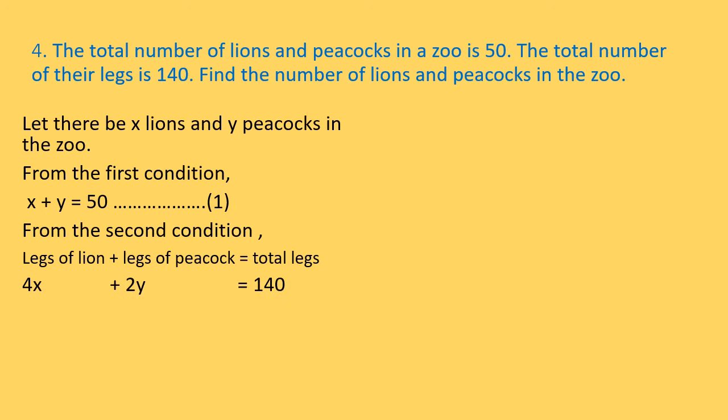But if you see this, 4, 2 and 140 are divisible by 2. So we are going to divide this by 2 and we'll get the equation as 2x plus y. We are dividing 4 by 2, so 4 by 2 will give you 2, 2 by 2 will give you 1, and 140 by 2 will give you 70. So this is our second equation.